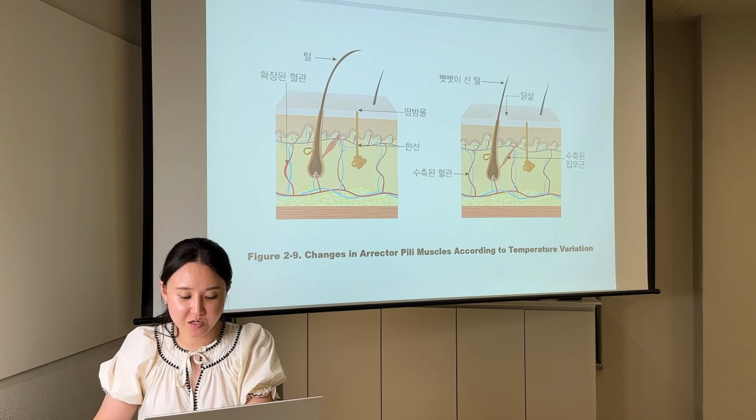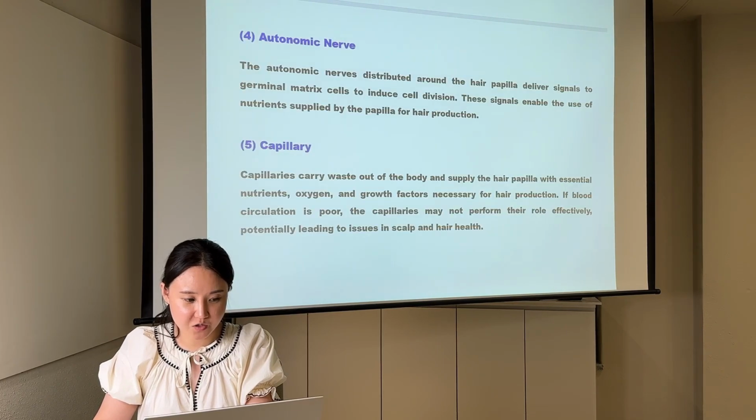Next, let's look at how the erector pili muscle changes with body temperature fluctuations. The blood vessels expand, heat is released, sweat forms, and the hair stands up. In the illustration on the side, you can see the hair standing upright, right? When you get goosebumps and the erector pili muscle contracts, you can observe the hair standing stiffly on the contracted blood vessel.